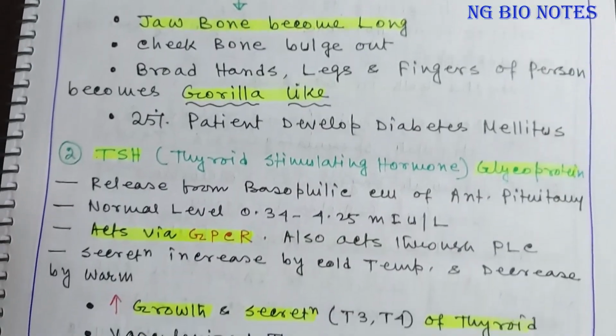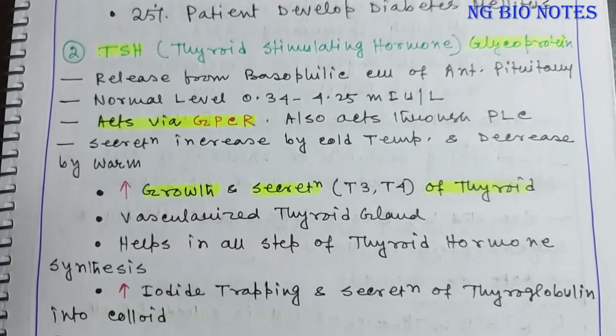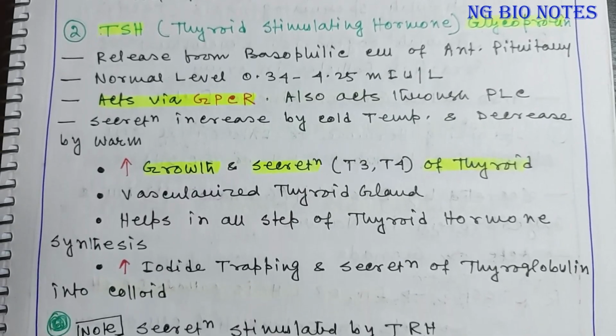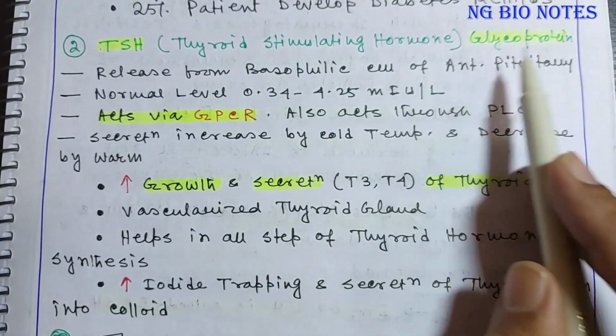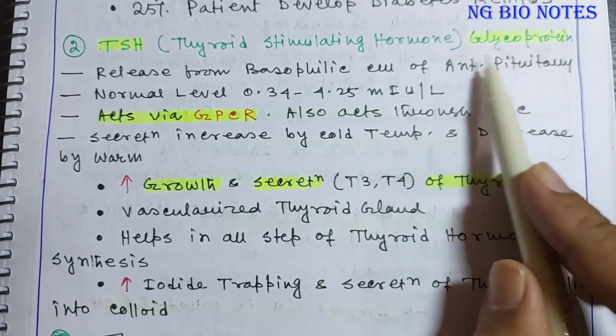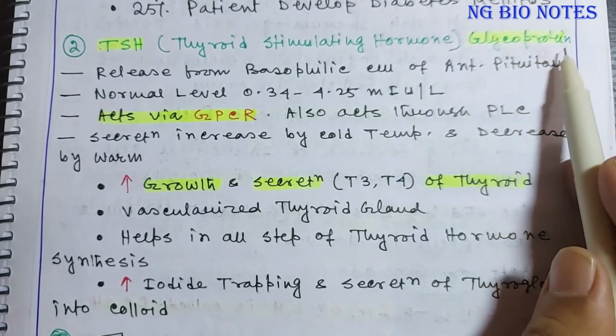Now another trophic hormone secreted from the adenohypophysis is thyroid stimulating hormone. The next hormone secreted from the adenohypophysis is thyroid stimulating hormone, and its nature is glycoprotein.